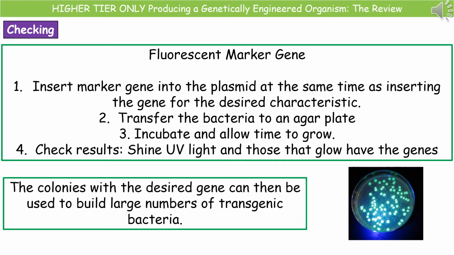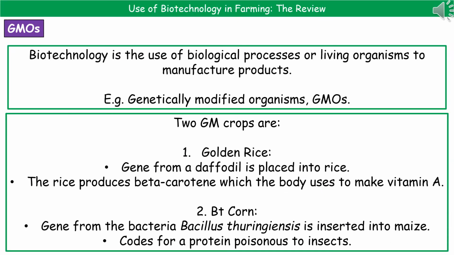Our second option for a marker gene is the fluorescent marker gene. So we again insert the marker into the plasmid at the same time that we insert our desired characteristic gene. We transfer the bacteria to an agar plate, incubate it, give it time to grow, and then to check the results we shine a UV light onto it, and any of the colonies that are glowing have our genes. So what we can then do is identify the colonies with our desired gene and then use those to build up very large numbers of our transgenic bacteria.